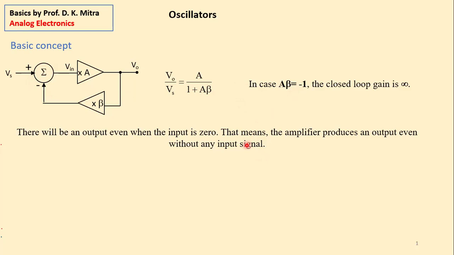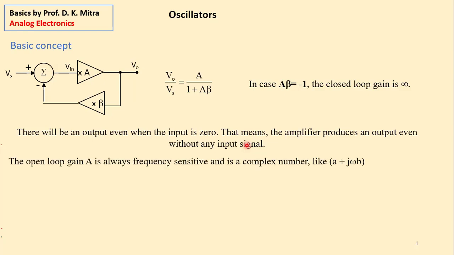What we have to do is create a feedback circuit where A beta is equal to 1 if it is a positive feedback. And if it is a negative feedback circuit, A beta has to be equal to -1. So how do we do it?